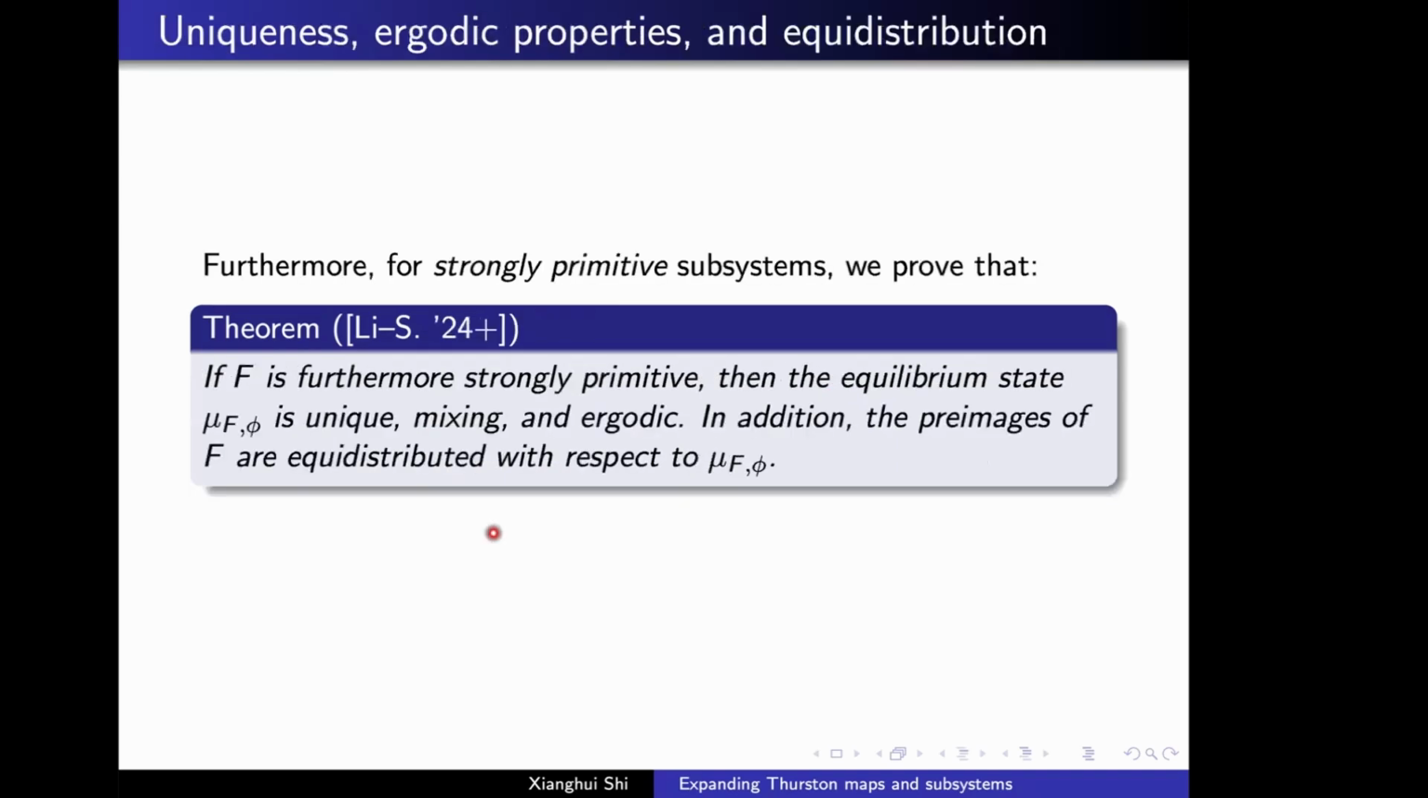So next, furthermore, for strongly primitive subsystems, this condition is stronger than strongly irreducible, and on this stronger assumption, we can prove the uniqueness, and furthermore show this unique equilibrium state is mixing and in particular ergodic. In addition, the preimages of the subsystem are equidistributed with respect to this unique equilibrium state.